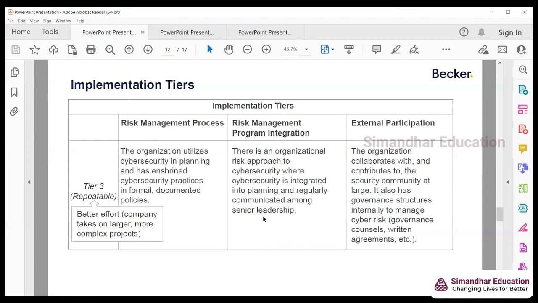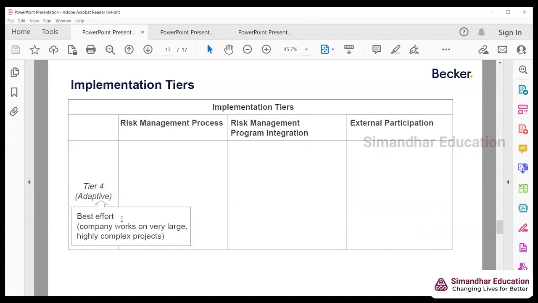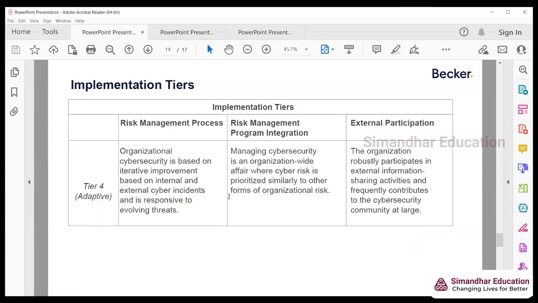The company takes on larger, more complex work, that's fine. The last one, the topmost level, adaptive, very large, highly complex projects. So you can think about all the technology giants will be using this tier of the framework. Based on internal and external cyber incidents, whether internal or external, any incident, any perceived threat, they are going to respond to it quickly. It is an organization wide affair. It's not that only the IT department will be responsible for it.